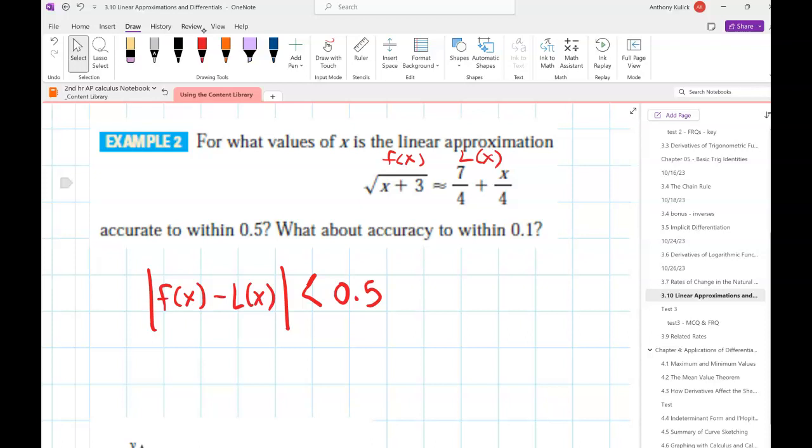So what I'm going to do is write this as a compound inequality, and maybe let's start doing this.